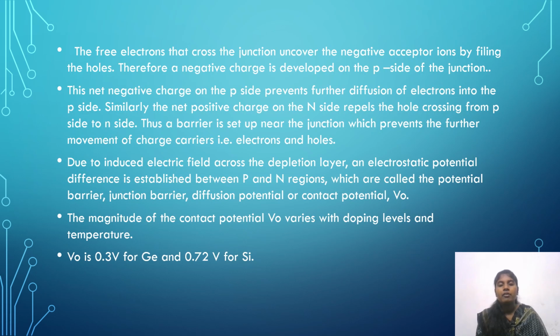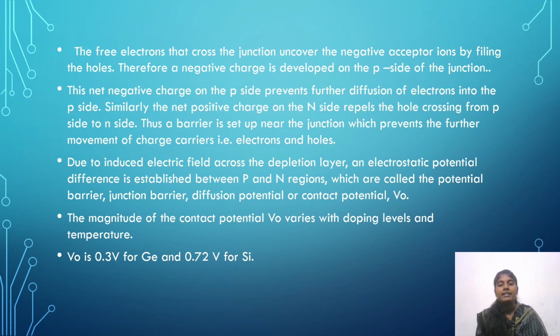The free electrons that cross the junction uncover the negative acceptor ions by filling the holes. Therefore, a negative charge is developed on the p side of the junction. The net negative charge on the p side prevents further diffusion of electrons into the p side. Similarly, the net positive charge on the n side repels the holes crossing from the p side to the n side.